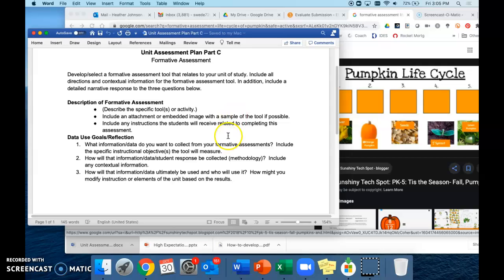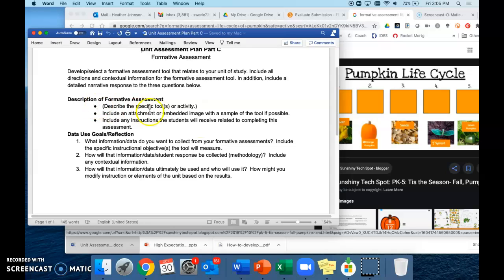Okay, and then these are the requirements. You'll actually describe whatever the tool is that you're using or the procedure that you're using. Include an attachment of that tool or a sample, and I'm going to show you a couple. Include any instructions you would give the students, and that's that first part. And then the second part is, what is it you want to know that they know through this formative assessment? What information, what data are you trying to collect? Include the specific instructional objective that this tool is measuring. Okay.